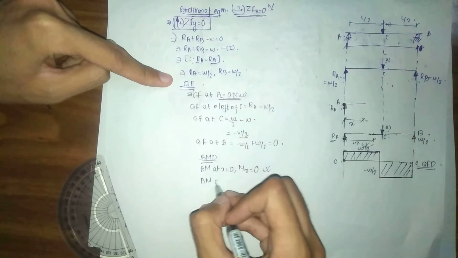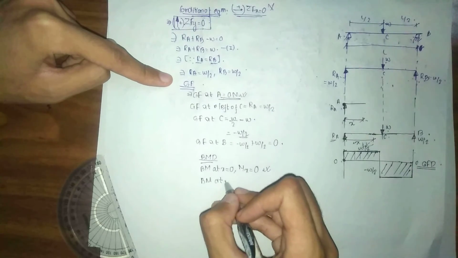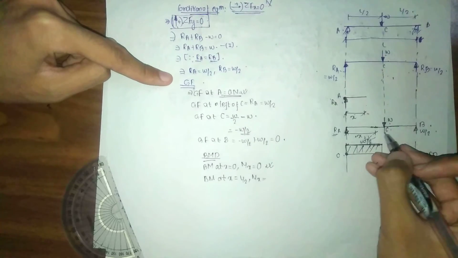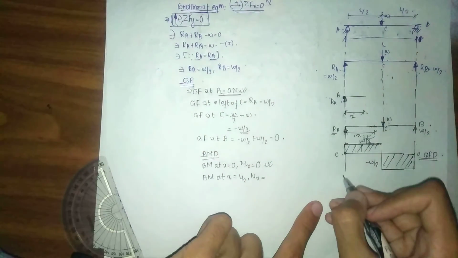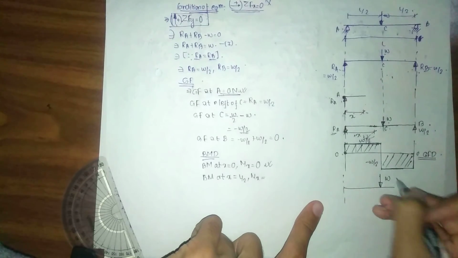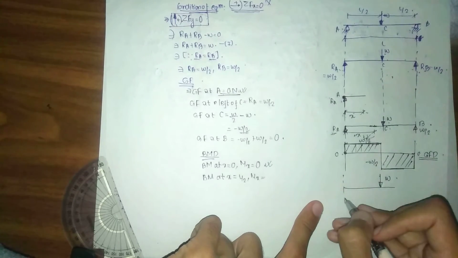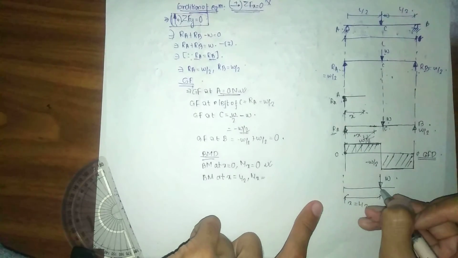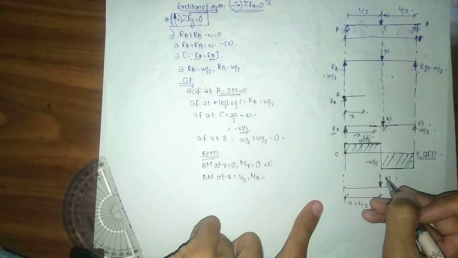Now let's say we find the bending moment at x equals L by 2, which is at C. We have reached the point here, so let me draw the figure again. I have reached right over here, where the point load W is acting. X equals L by 2.